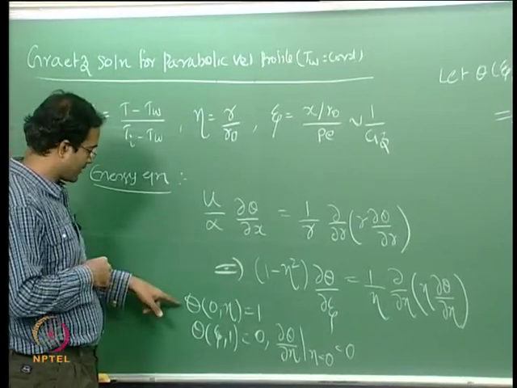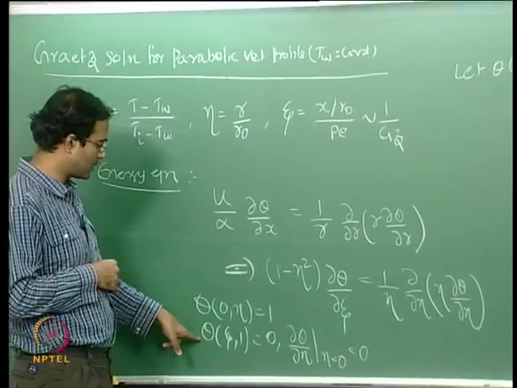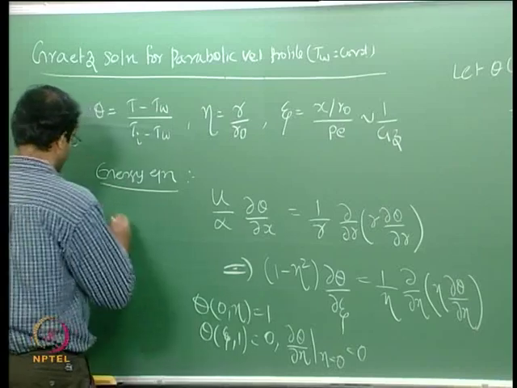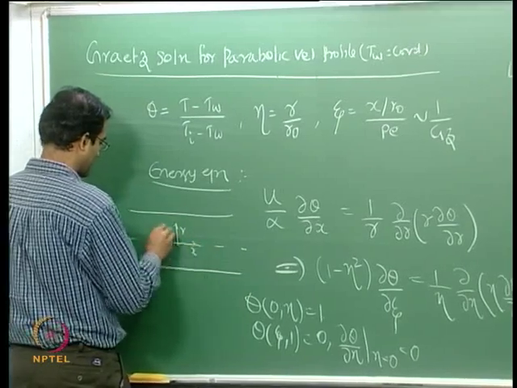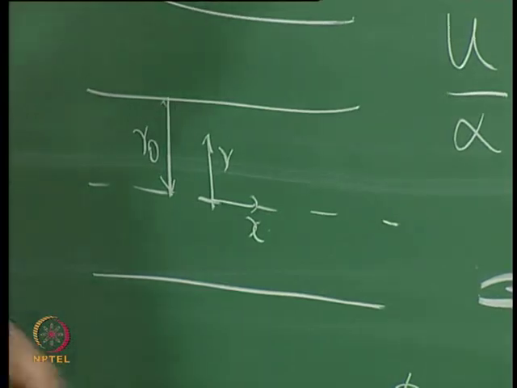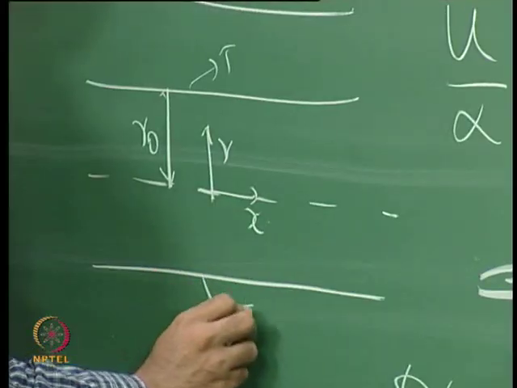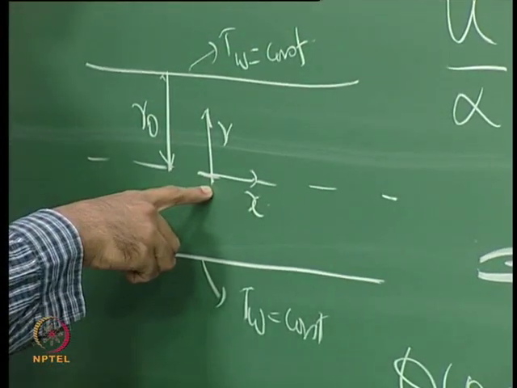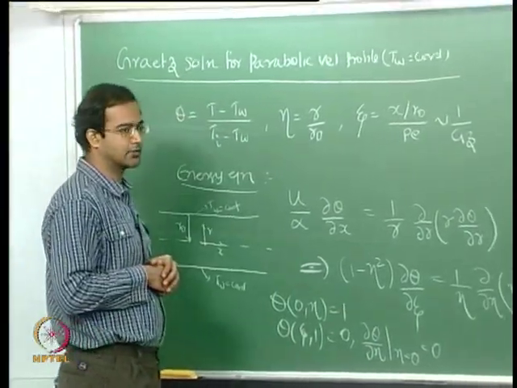And the boundary conditions are at the entry region, that is at zeta equal to 0, T equal to Ti, so therefore your theta will be 1, and at the location r equal to r naught, that is at the wall. So your coordinate system that you are looking at is something like this. This is your r and this is your x. So this is your r naught. So at r equal to r naught, that is your eta equal to 1, that is where your theta equal to 0, where your T is equal to T wall. So this is where you apply constant wall temperature. And at eta equal to 0, that is at r equal to 0, the center line, there is a symmetry in the profile, so therefore your gradient at the center line should be 0.